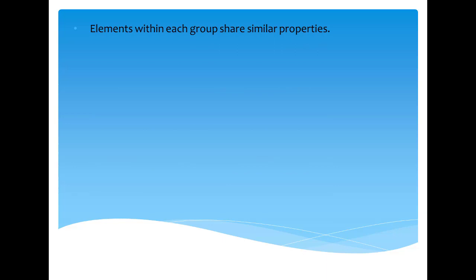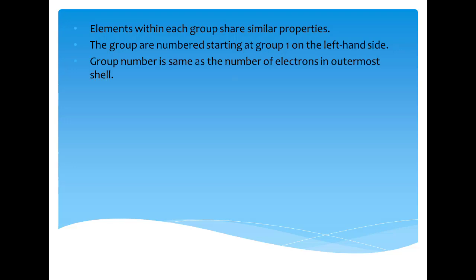Elements within each group share similar properties, meaning they have the same number of electrons in their outer shells. The groups are numbered starting at group 1 on the left-hand side up to group 8 on the right-hand side. The group number is the same as the number of electrons in the outermost shell. As I have told you before, elements within each group share similar properties, so they have the same number of electrons in the outermost shell.